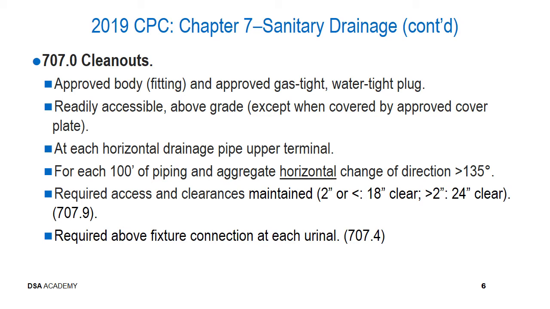Required access and clearances must be maintained. Basically for 2-inch pipe or less, 18 inches clear has got to be maintained to access the cleanout, and for greater than 2-inch diameter pipe, 24 inches in the clear must be provided to access the cleanout. They are required above each fixture connection at each urinal, which became a new code requirement in the 2016 California Plumbing Code. So that's important to be checking for as well, looking for those cleanouts.